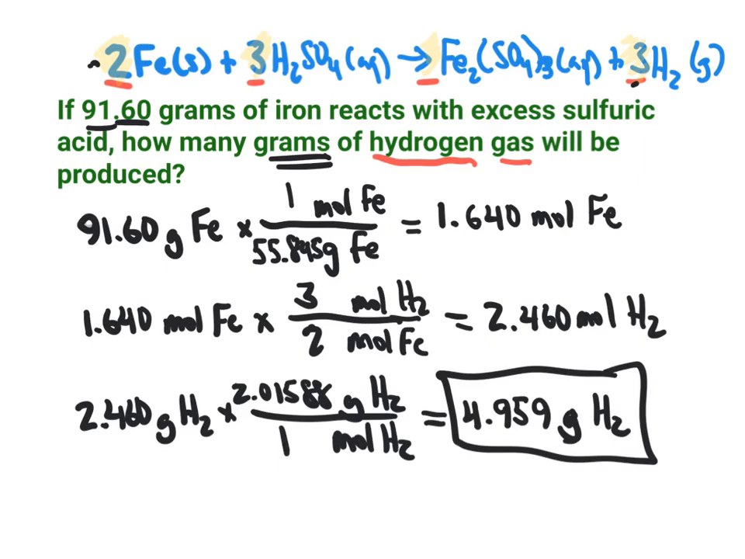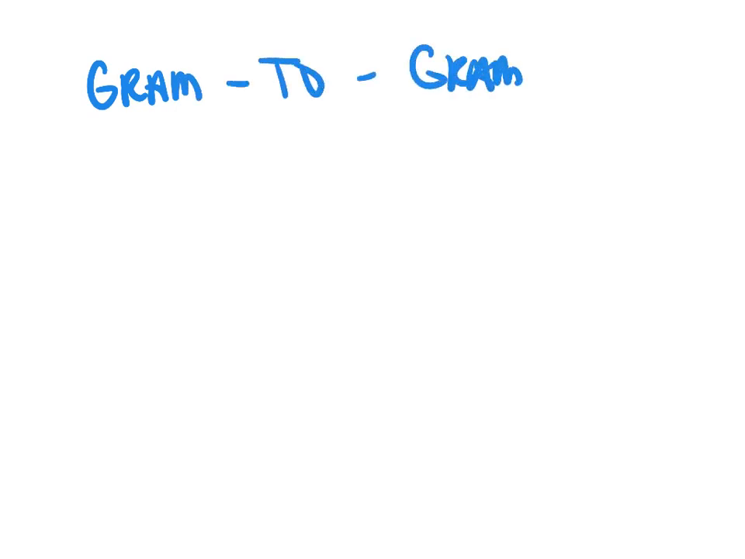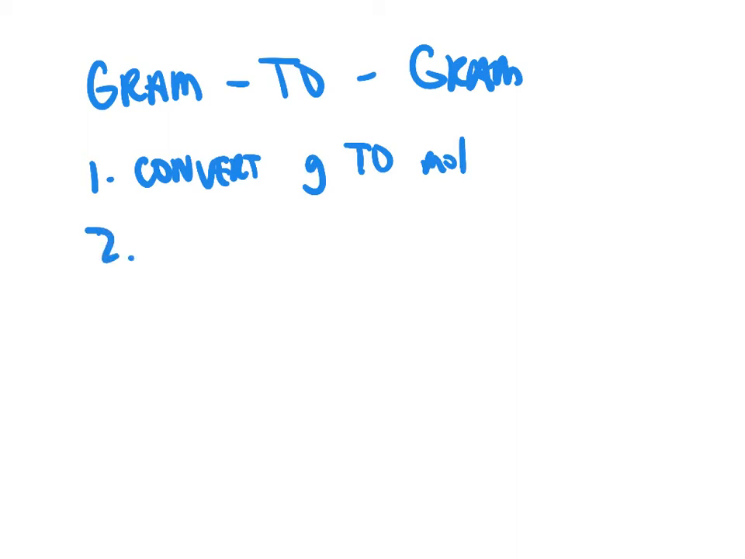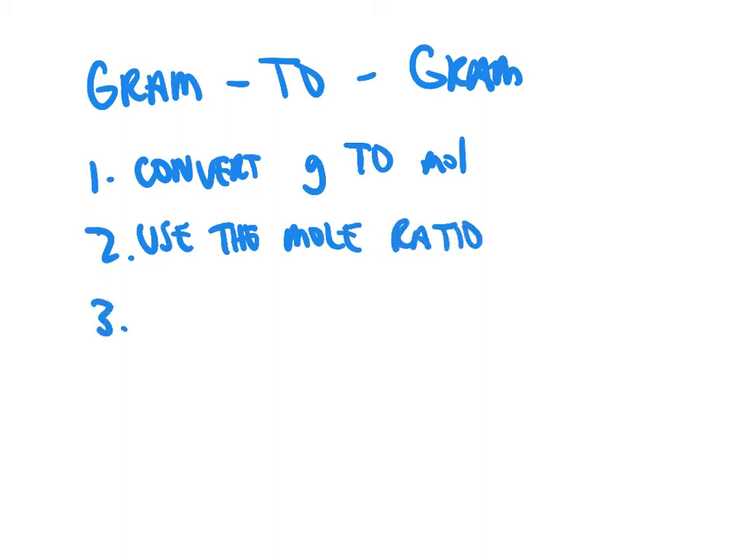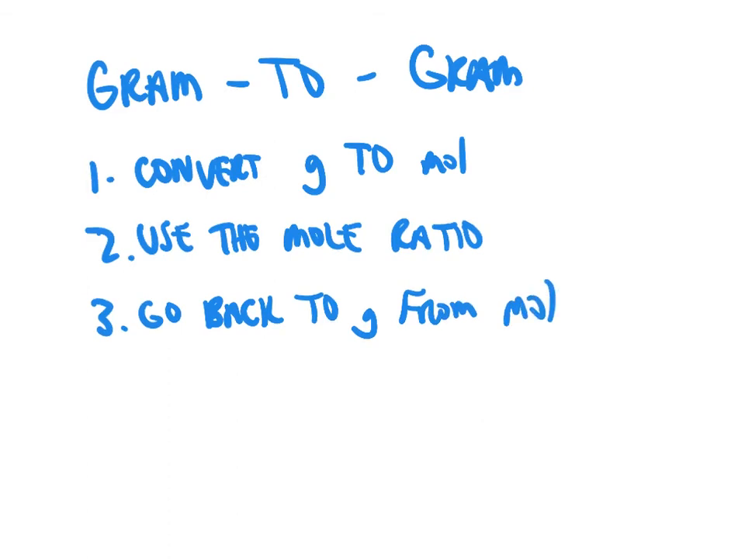And this is what it tells you. So these are big multi-step problems, but this is known as gram-to-gram stoichiometry. That's actually one of the most difficult things we do in chemistry because it's multiple steps. So it's gram-to-gram stoichiometry. Step 1, convert grams to moles. Step 2 is use the mole ratio. And then step 3, go back to grams from moles. And this can be used for other things too. You could also have volume in here or molecules on here.